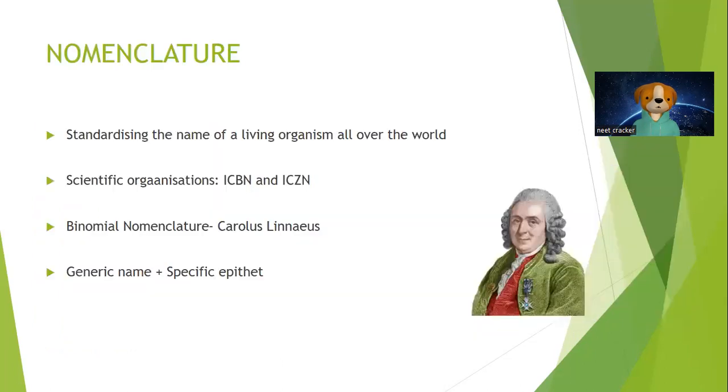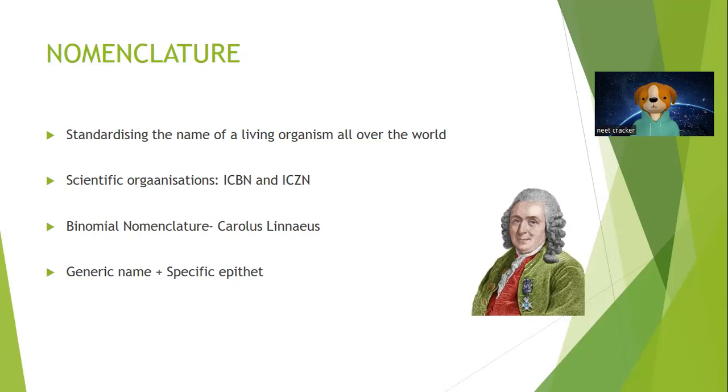So, this concept of nomenclature was introduced by Carolus Linnaeus. He gave the binomial nomenclature system, in which every particular organism is given two names, the generic name and the specific name. And this name for that particular living organism is similar all over the world.